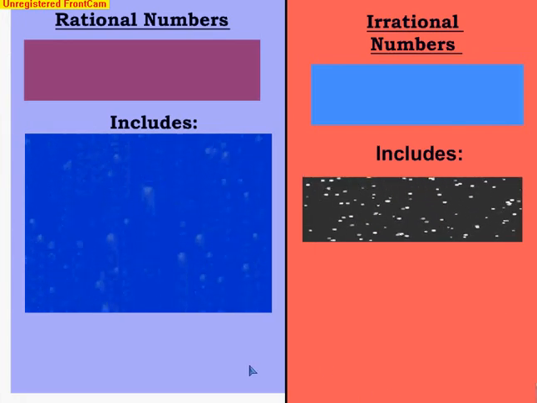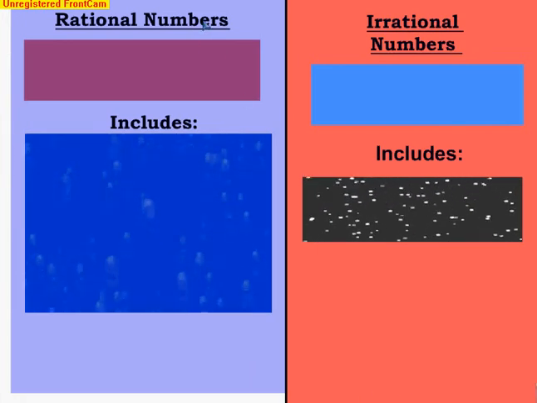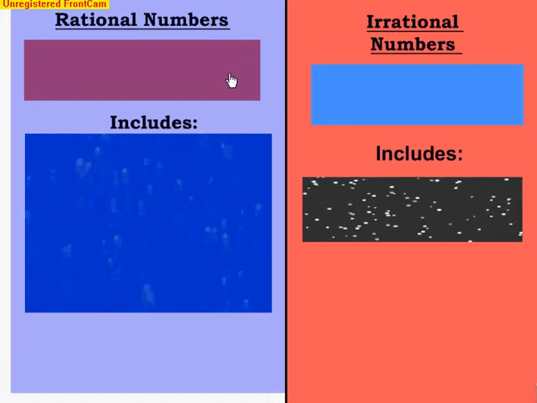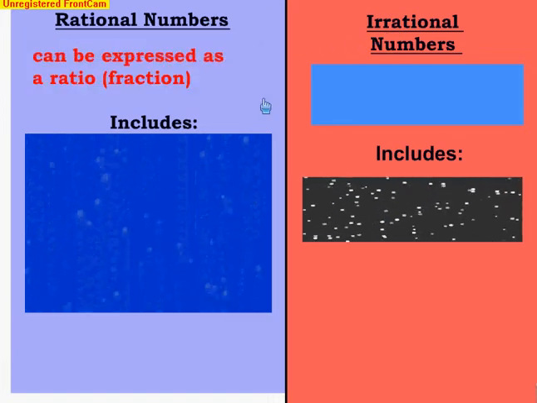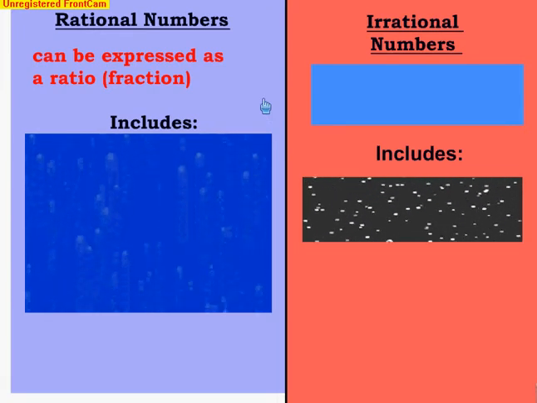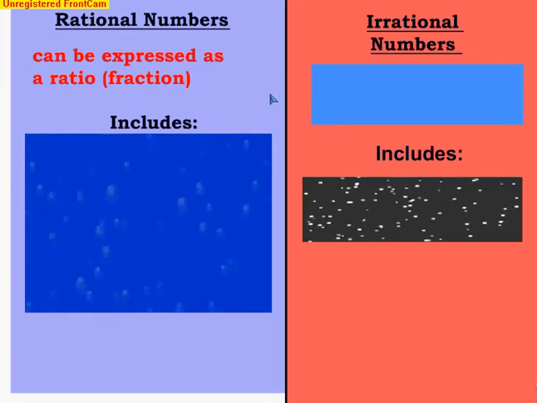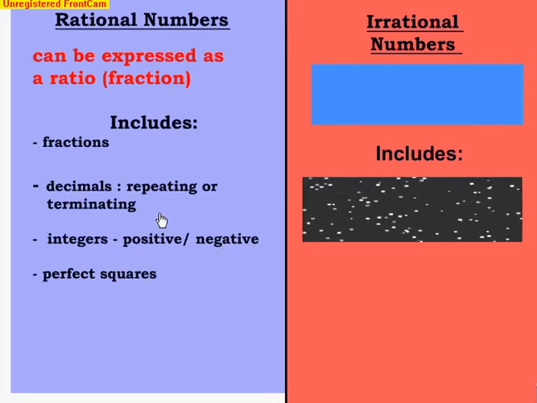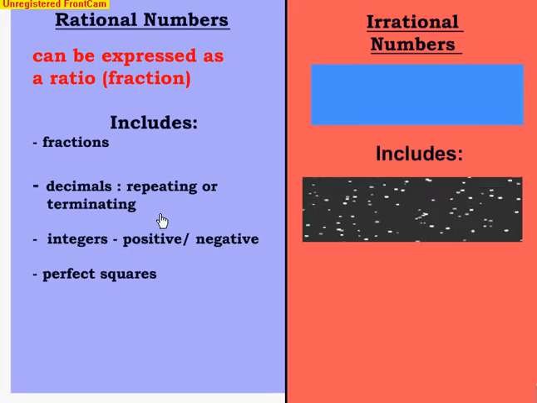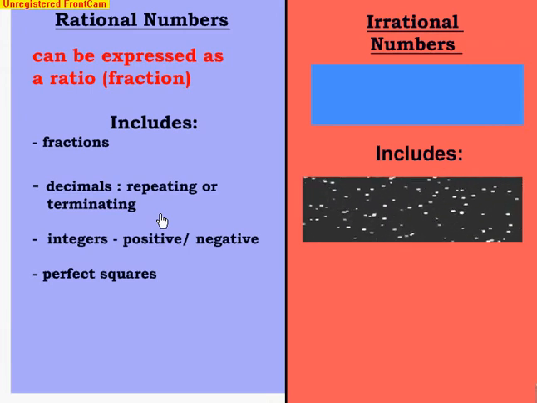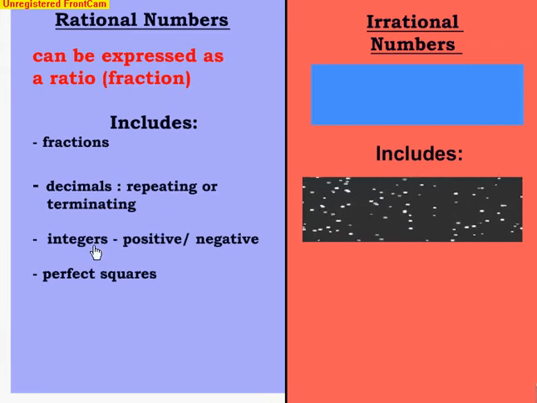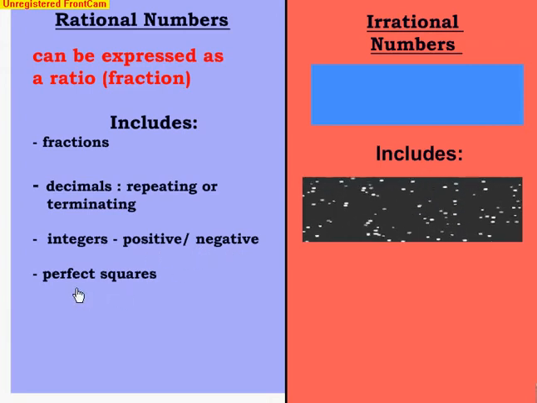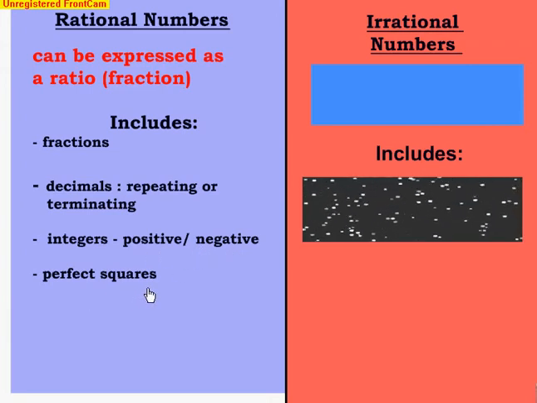The real number system is made up of both rational and irrational numbers. Let's talk about the difference. Rational numbers can be expressed as a ratio or as a fraction. So this would include fractions, decimals that are repeating or terminating. Terminating means that they end. Also includes integers, both positive and negative numbers. And also perfect squares are included in rational numbers.